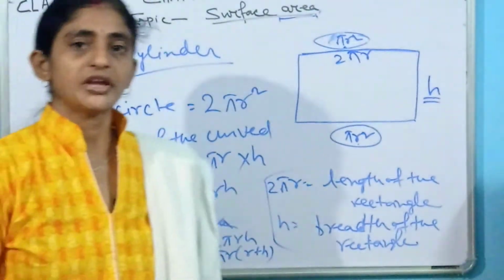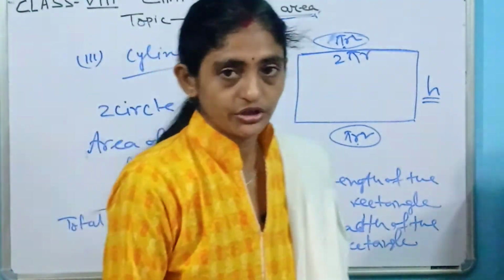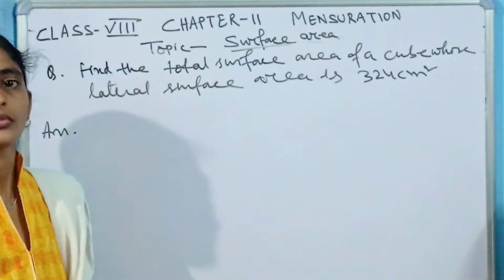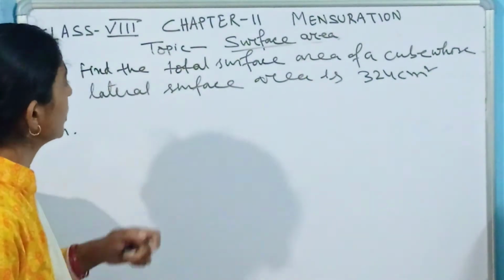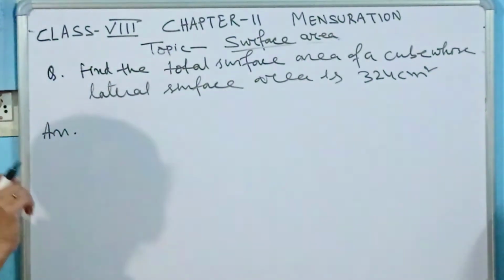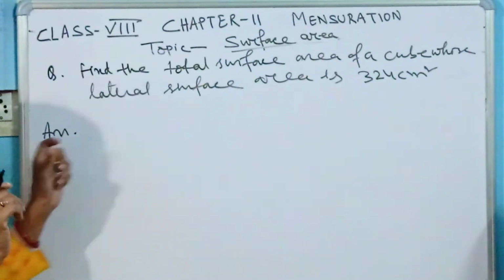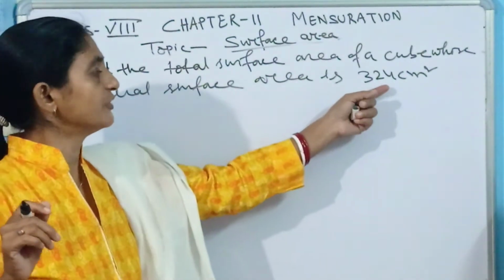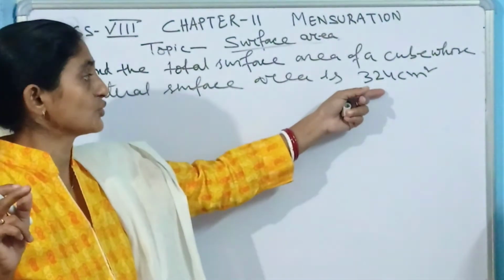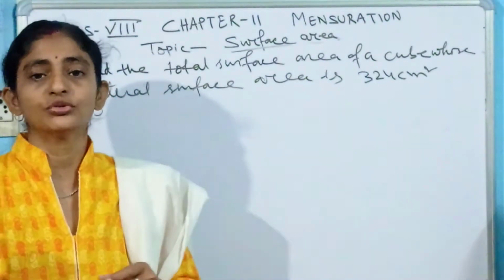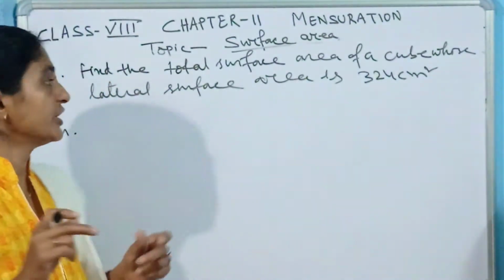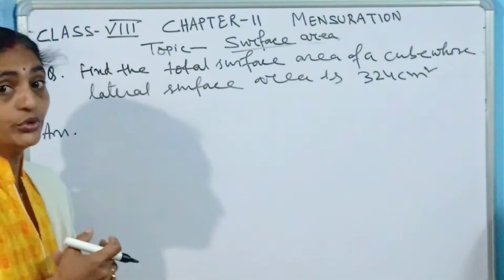Let's come to some examples which are not given in your book. Here we have taken one question. Here the situation has been given. The lateral surface area of a cube is given, that is equal to 324 centimeter square, and you have been asked to find out the total surface area of this cube. So what can we do in this case?